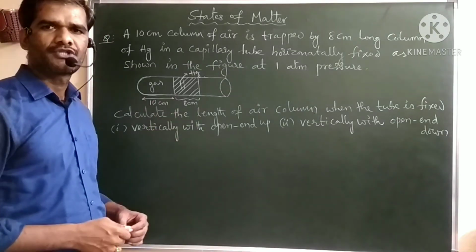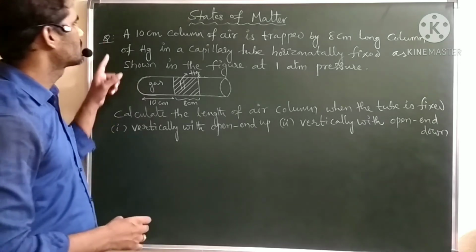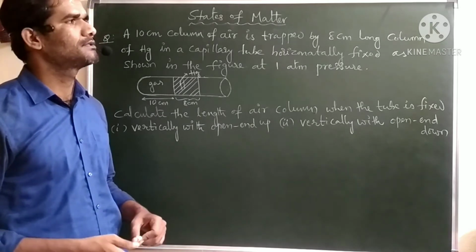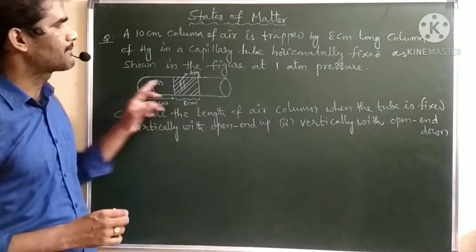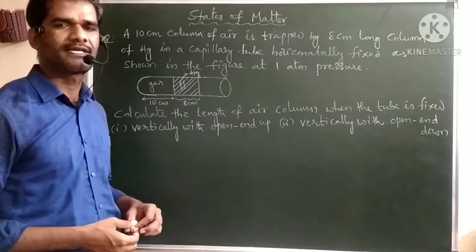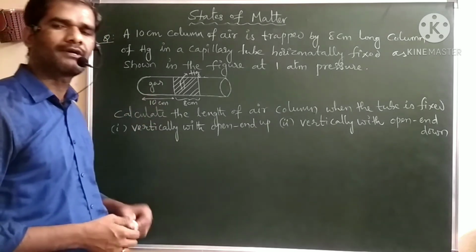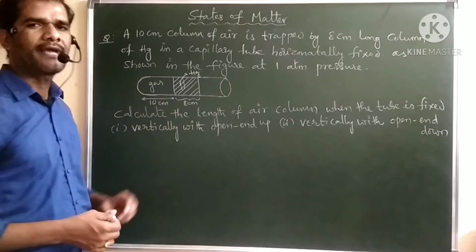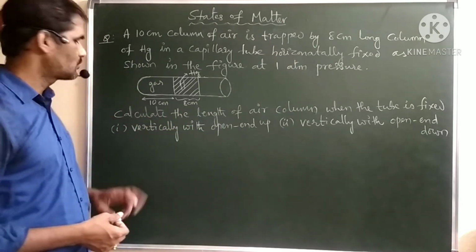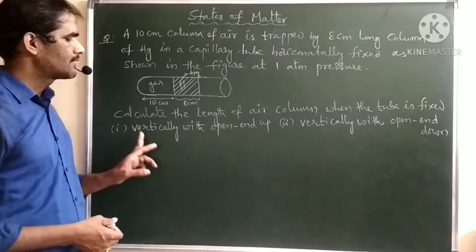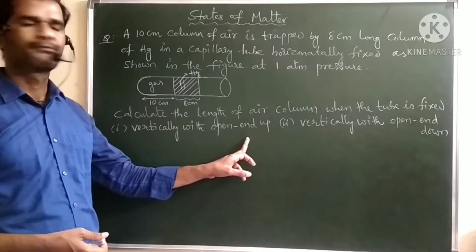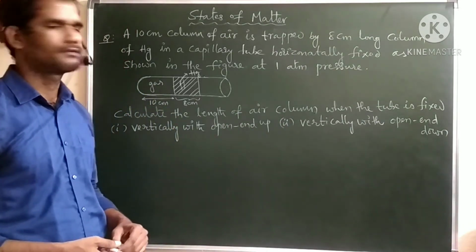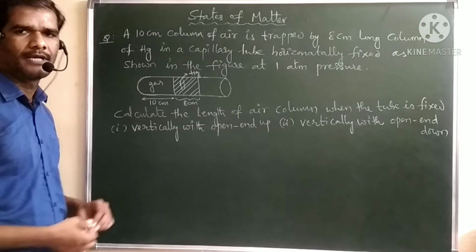Now see one more question here. Here a 10 centimeter column of air is trapped by an 8 centimeter long column of mercury in a capillary tube that is horizontally fixed as shown in the figure at 1 atmospheric pressure. Then calculate the length of air column when the tube is fixed, first case vertically with open end up and the second case vertically with open end down. So what is the air column length?